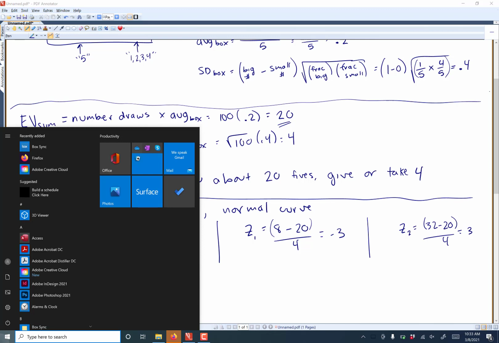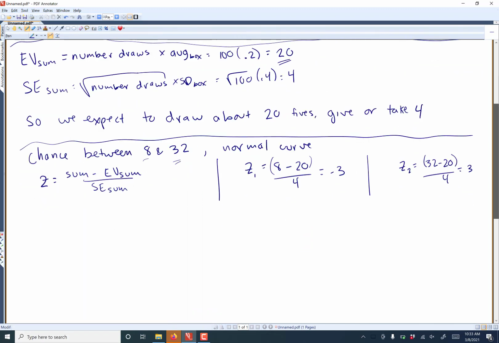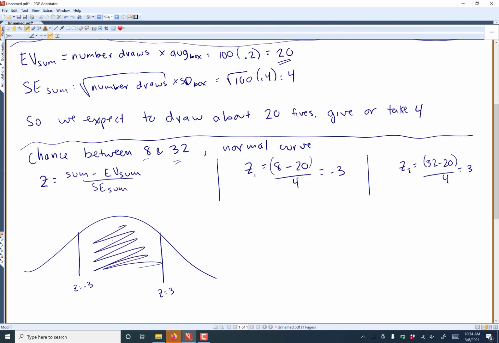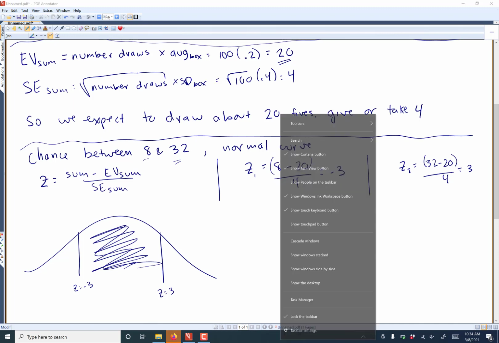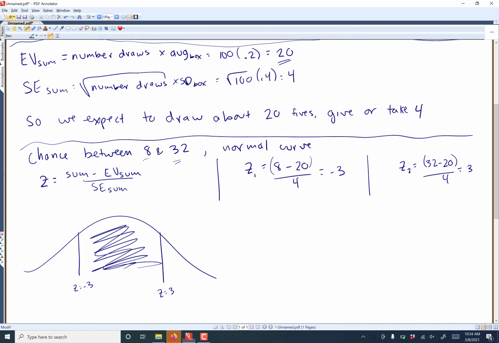Now, I try to always draw a curve. Drawing a curve helps me figure things out better. Okay. So I have a z-value of 3 and a z-value of negative 3. And we want to find the chance we're between that. I probably didn't draw the scale because 3's and negative 3's, those should definitely be out in the tails, pretty far out there. Okay, now you open up your normal table.